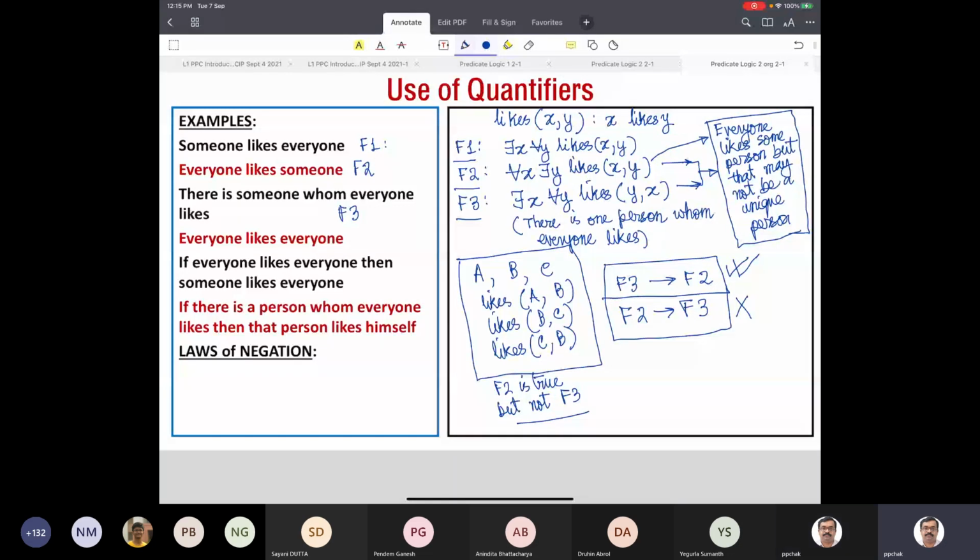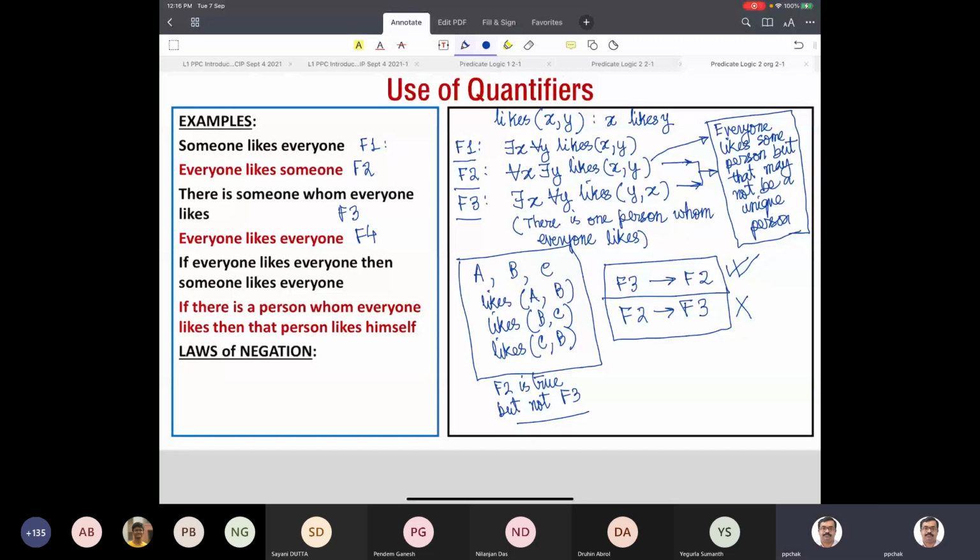Kirti, are you there? Yes, sir. This is okay? Yes, sir. What is F4? Sir, one doubt. The order in which we write for all X, there exists Y, that matters. Yes, exactly. We'll come to the reason why it matters very shortly. Let us do these first.